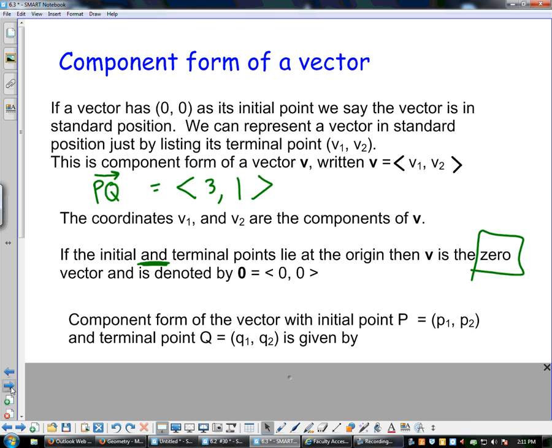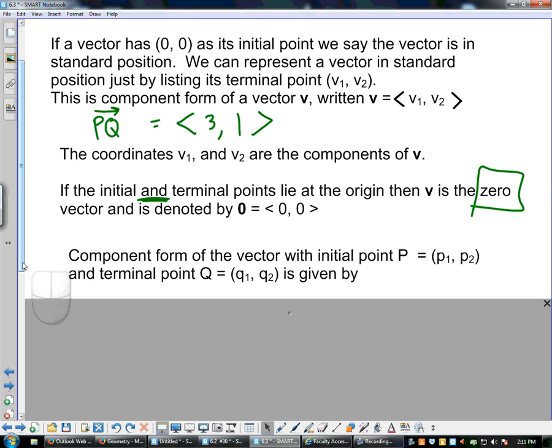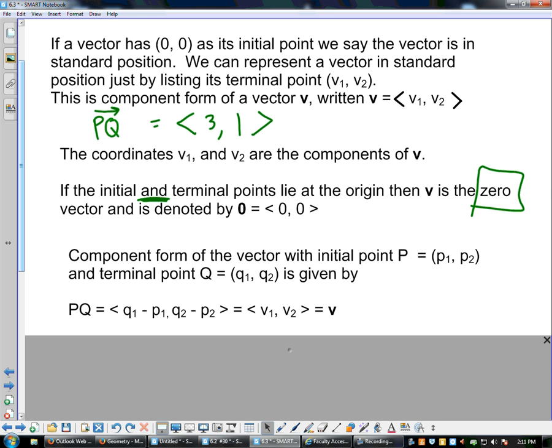All right, so the component form of the vector with an initial point P equaling P1 comma P2 and terminal point Q, where Q is Q1 comma Q2, is given by: vector PQ is going to be, again, we use these fancy vector braces, and we just subtract our x's from each other. So Q1 minus P1, always taking terminal minus initial, and then Q2 minus P2. All right?